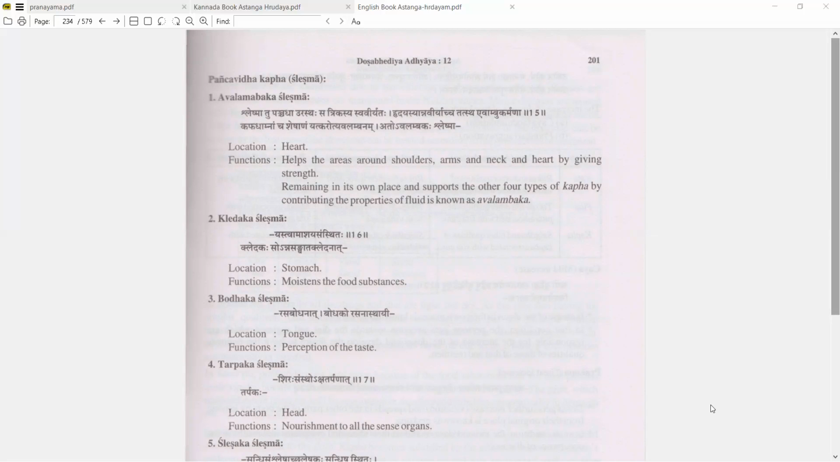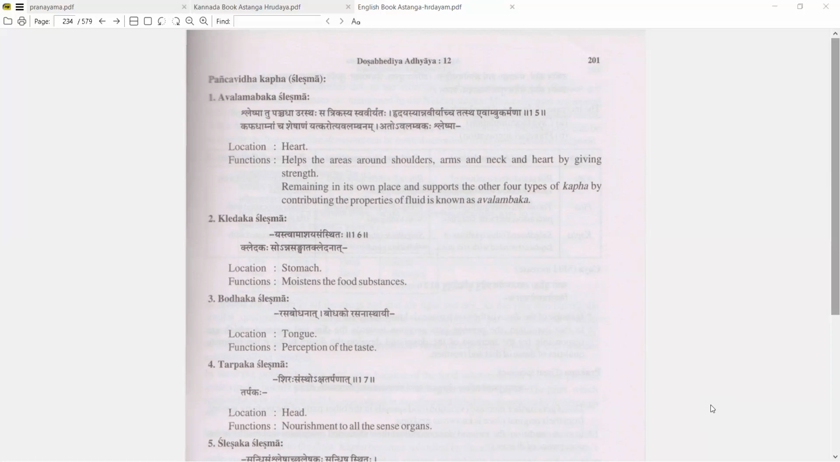Panchavidha Kapha, Sleshma. Avalambaka Sleshma. Location: heart. Functions: helps the areas around shoulders, arms and neck and heart by giving strength. Remaining in its own place, it supports the other 4 types of Kapha by contributing the properties of fluid, and is known as Avalambaka.